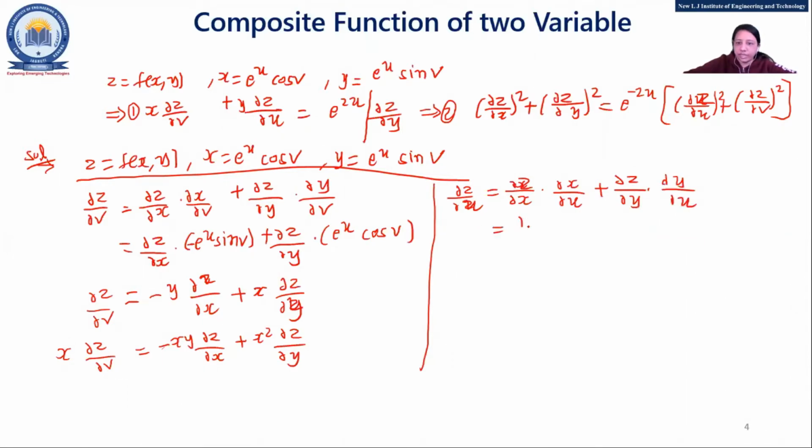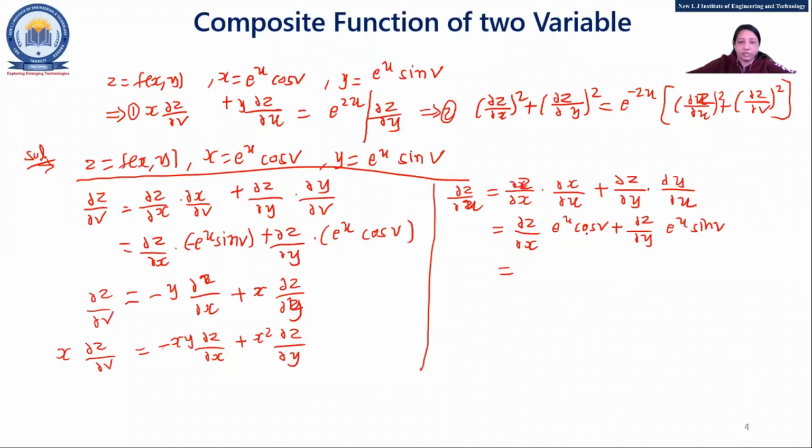We don't know the z, so del z by del x stays as it is. Now del x by del u: this is e raised to u cos v. Here e raised to u is a function and cos v is a constant, and the differentiation of e raised to u is e raised to u itself. Cos v is a constant, so we'll keep it as it is. Now del y by del u, with respect to u: sin v is a constant and e raised to u stays as it is, times sin v. Fine.